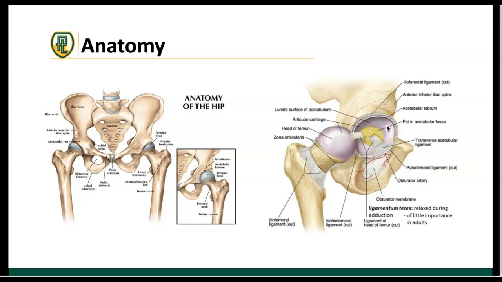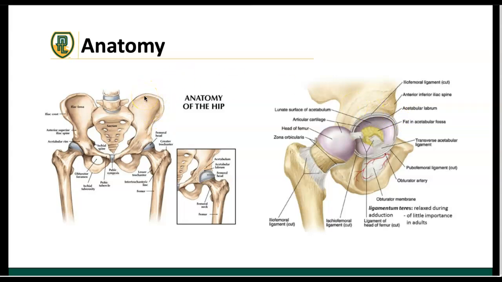And that labrum, like the meniscus in the knee, its major role is to deepen the articulation, so to create more room for this very round, large femoral head. But then in addition to that, you can see the acetabular labrum has kind of like a lip to it. And so it acts as a suction cup, creating more stability between the femoral head and the ilium of the pelvis, right?